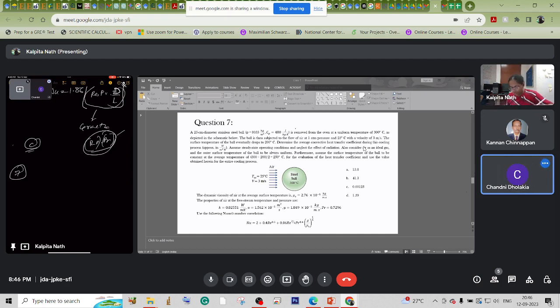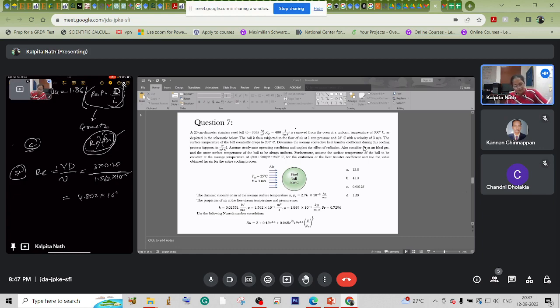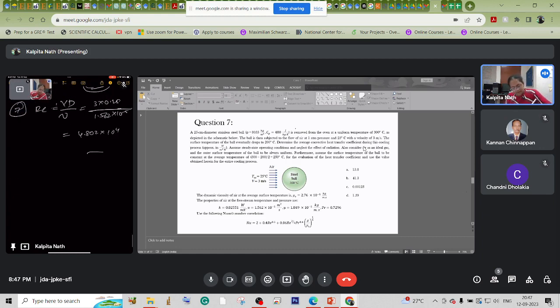Let me solve it. The Reynolds number is VD upon nu, so this will be 3 into 0.25 upon 1.562 into 10 to the power minus 5. So this is 4.802 into 10 to the power 4. Now the Nusselt number is equal to hD by k, which is equal to 2 plus 0.4 Re to the power 0.5 plus 0.06 Re to the power 2/3, Pr to the power 0.4, times mu by mu s to the power 1/4.